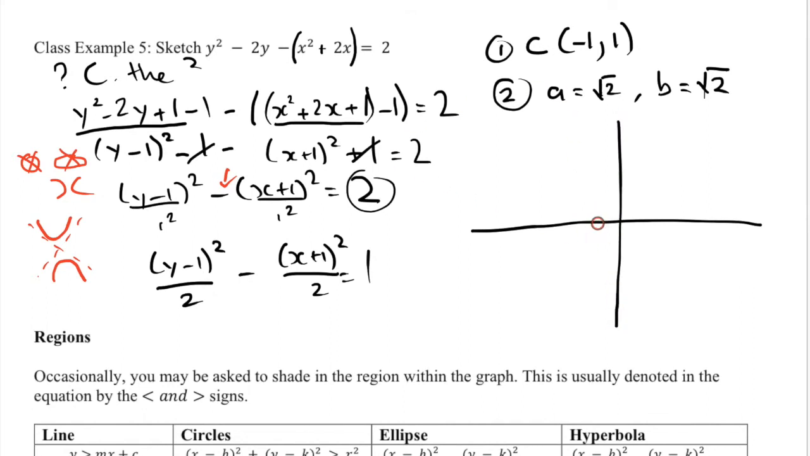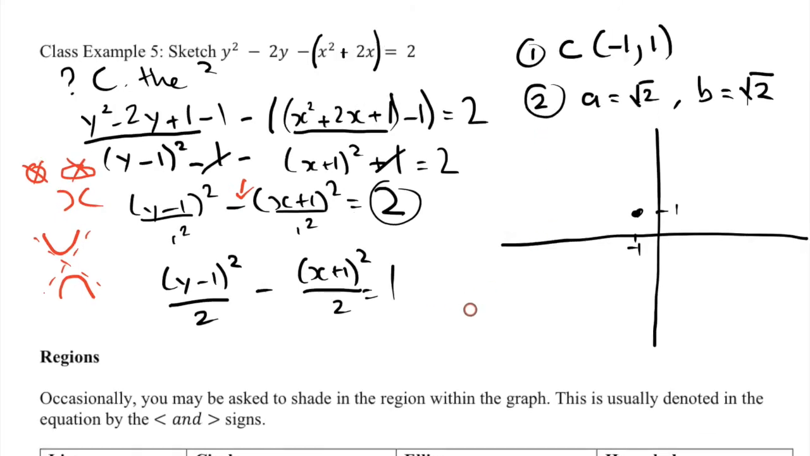Once you do that, you can start sketching your graph. Center negative 1, 1. Right there, that's your center. Then you add root 2. Oh no, not add root 2, I mean get your asymptotes first. So step number 3 is get your asymptotes.